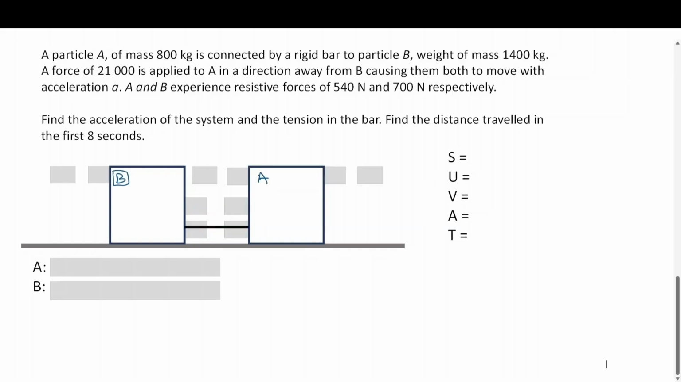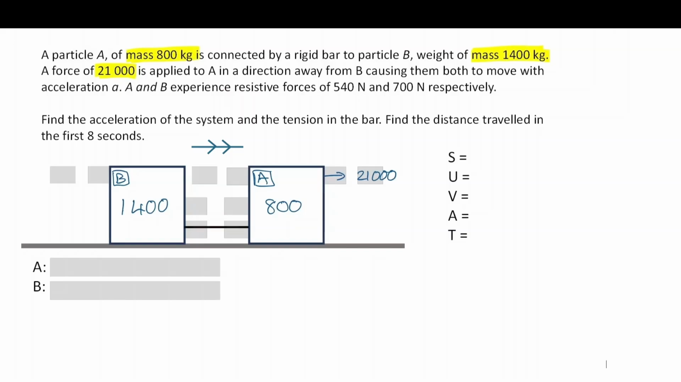So A on the right hand side, B on the left hand side. A has a mass of 800 kilograms, so I'll just put in 800, whereas B has a mass of 1,400. Let's label that. And I'm told there's a force of 21,000 newtons, applied in a direction away from B. Okay, so 21,000 newton driving force. That means this whole system will be moving to the right. So we should really add a direction arrow to show us the positive direction.